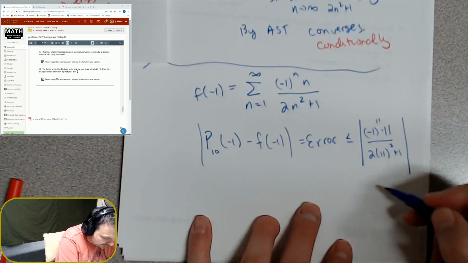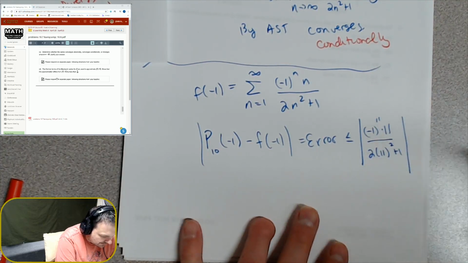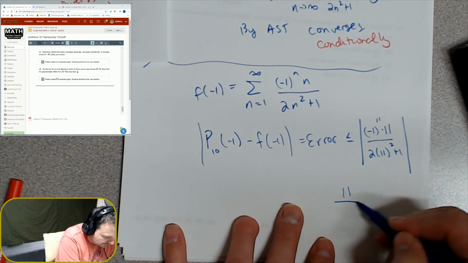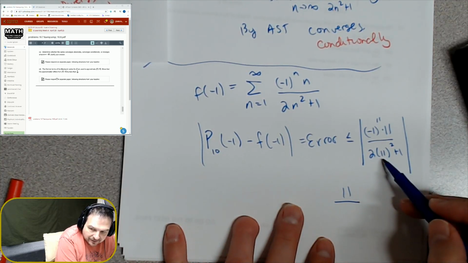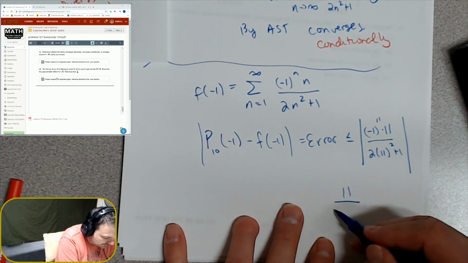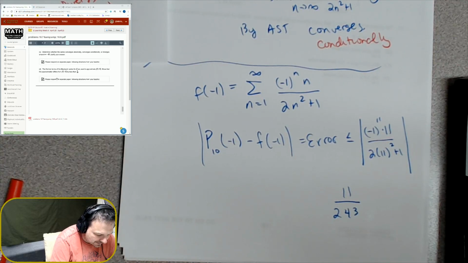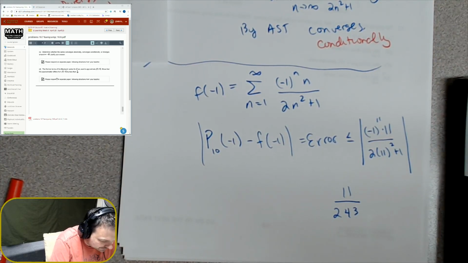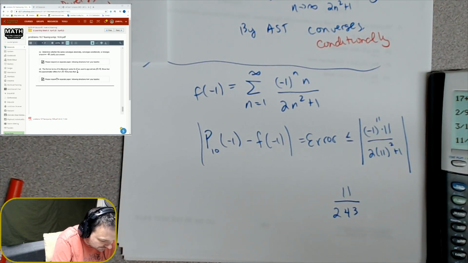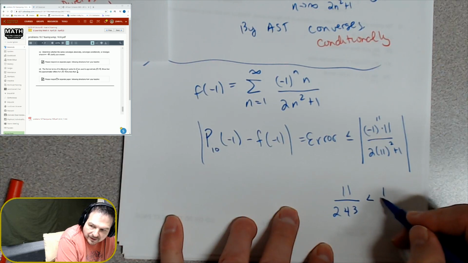All right, let's see what we got here. Absolute value, so that doesn't matter. 11 over, we got 121 times 2, 242, plus 1, 243. And let's use the old calculator, 11 divided by 243. Hey, look at that. That is less than 1/10.